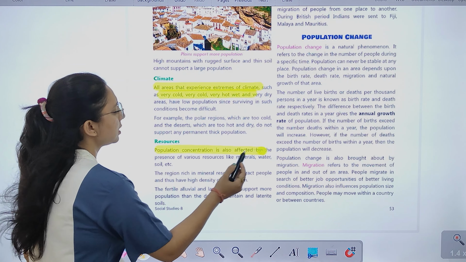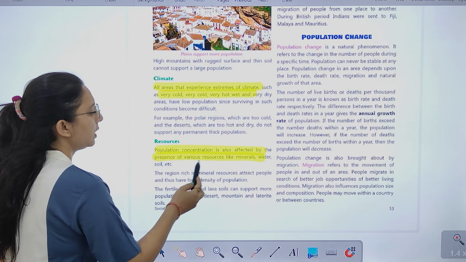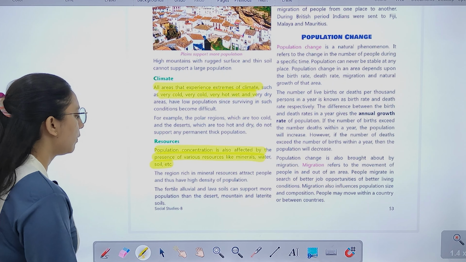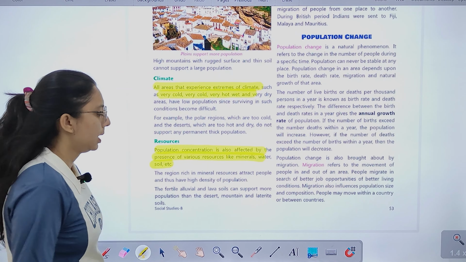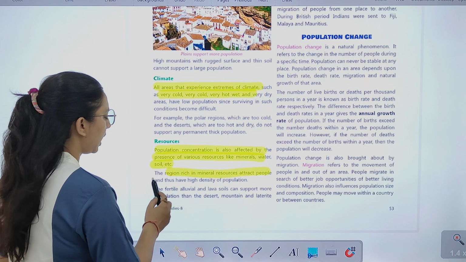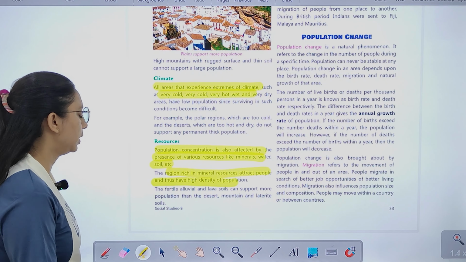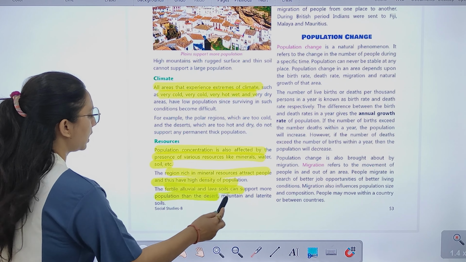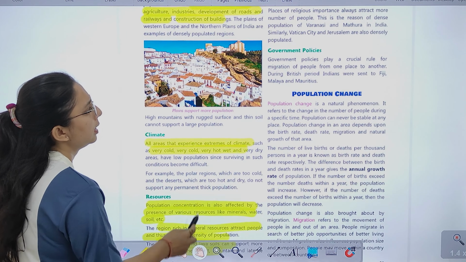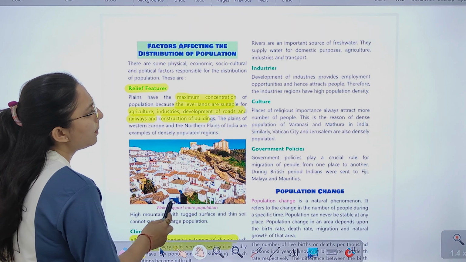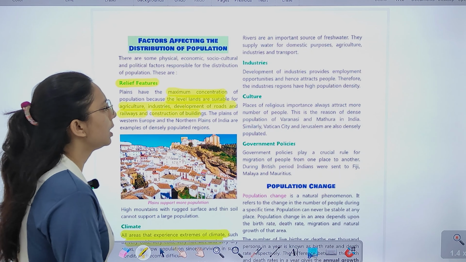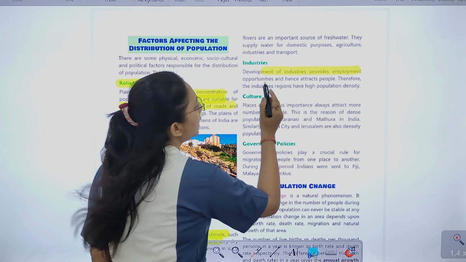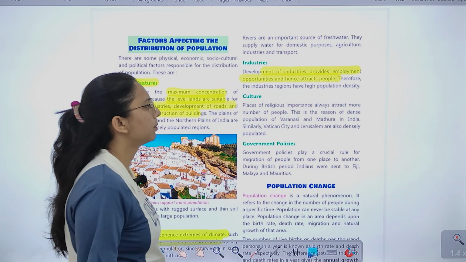Resources: population concentration is also affected by the presence of various resources, like minerals, water and soil. Regions rich in mineral resources attract people and thus have high density of population. Fertile alluvial or lava soil can support more population than desert, mountain and lake. If we talk about industries, development of industry provides employment opportunities and hence attracts people.